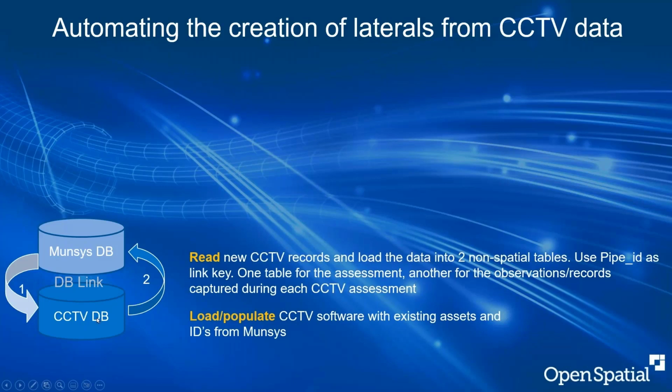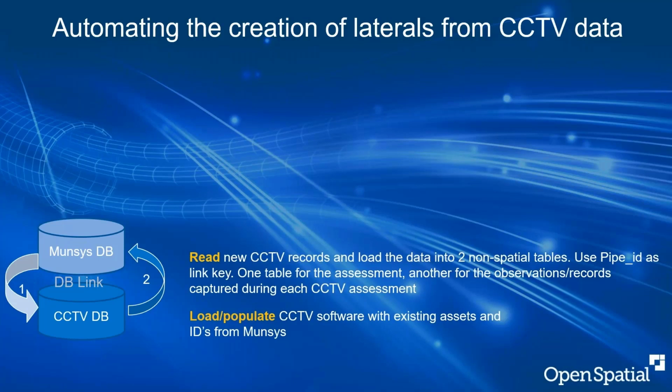But what we're doing in Munsys is reading from that database back to a set of tables that we create in the Munsys schema, just to contain what's been processed, what hasn't, and what's the link, so you can go back and forth between that and the CCTV data. Things like the pipe ID is used as the link, but we then want to know, well, what was the code? What was the clock position for anything, particularly laterals?